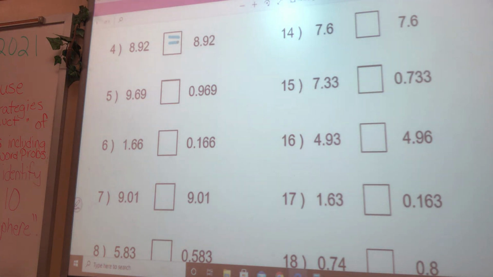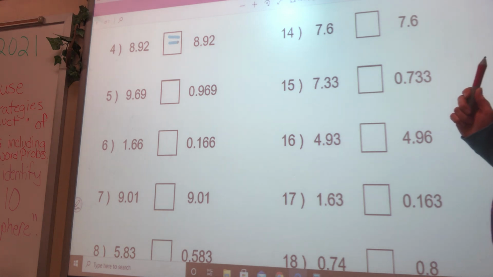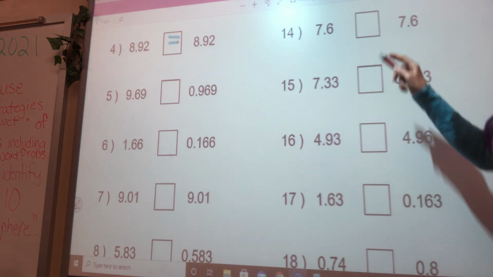We look at the whole number place. We have 7 whole ones and 7 whole ones. So we go to the tenths. We have 6 tenths and 6 tenths. So those are equal too, aren't they?